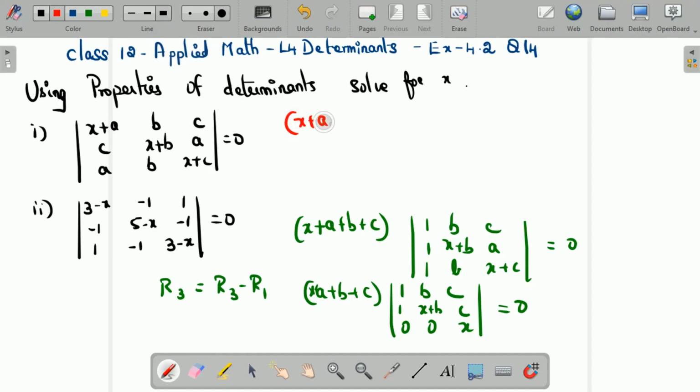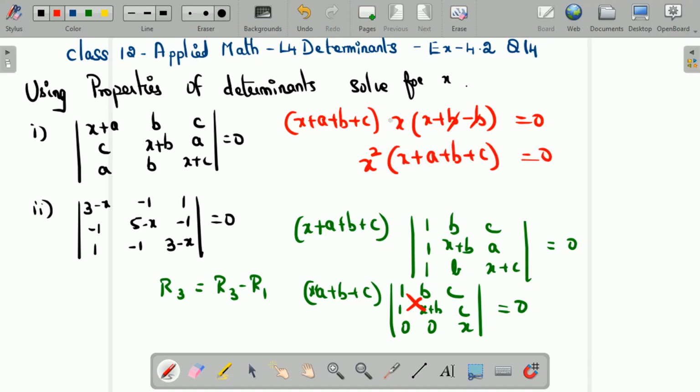So this is x plus a plus b plus c. Now expanding along this row, this will become x into x plus b minus b, because I have to do this cross multiplication, minus of this cross multiplication is equal to 0. So minus b and plus b will get cancelled. So here you are going to have x squared into x plus a plus b plus c is equal to 0. They have asked us to solve for x, which means x is equal to 0 or minus of a plus b plus c. So these are the possible solutions that x can hold.